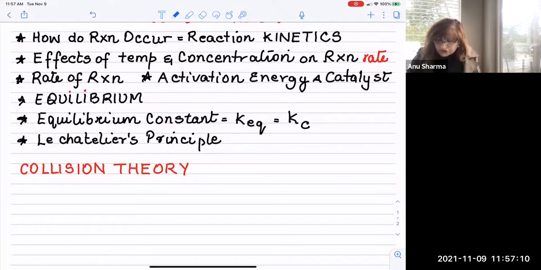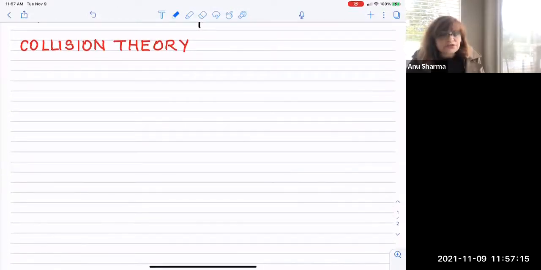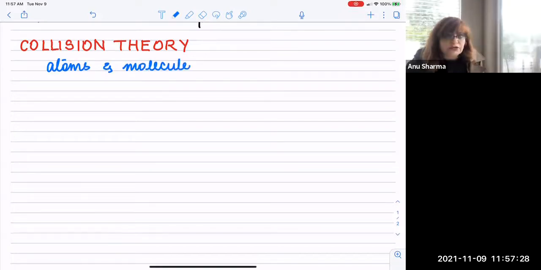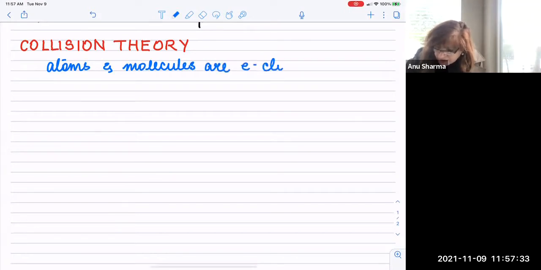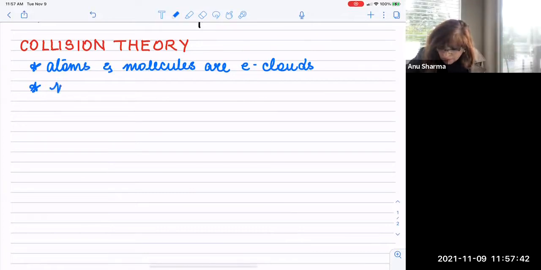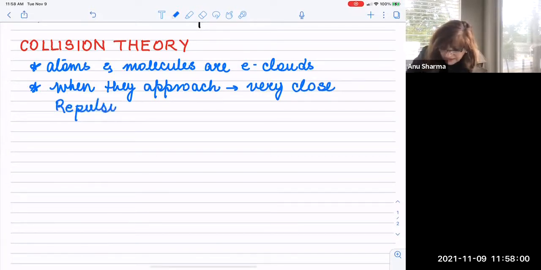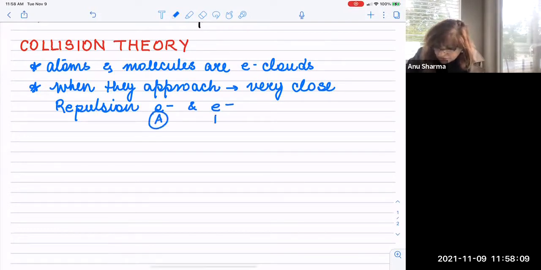This pertains to the collision theory. This means that the molecules or the atoms are always colliding. And when they're colliding, first of all, keep in mind that atoms and molecules are nothing but clouds of electrons, okay? So molecules are electron clouds. In the beginning, when they collide, or in other words, when they approach each other and come very close, what is going to happen? A repulsion is going to occur. A repulsion occurs because the electrons of atom A and the electrons of atom B are going to repel, because negative and negative charges repel.